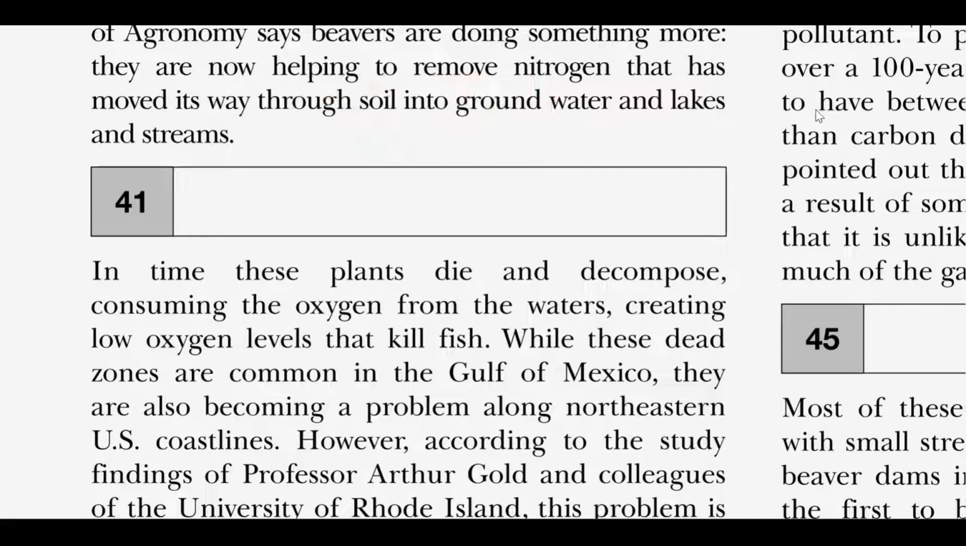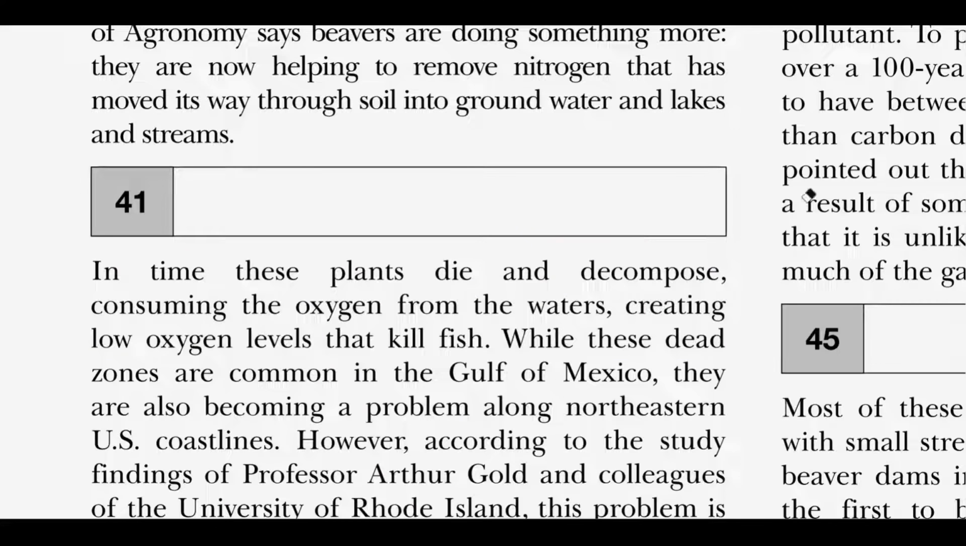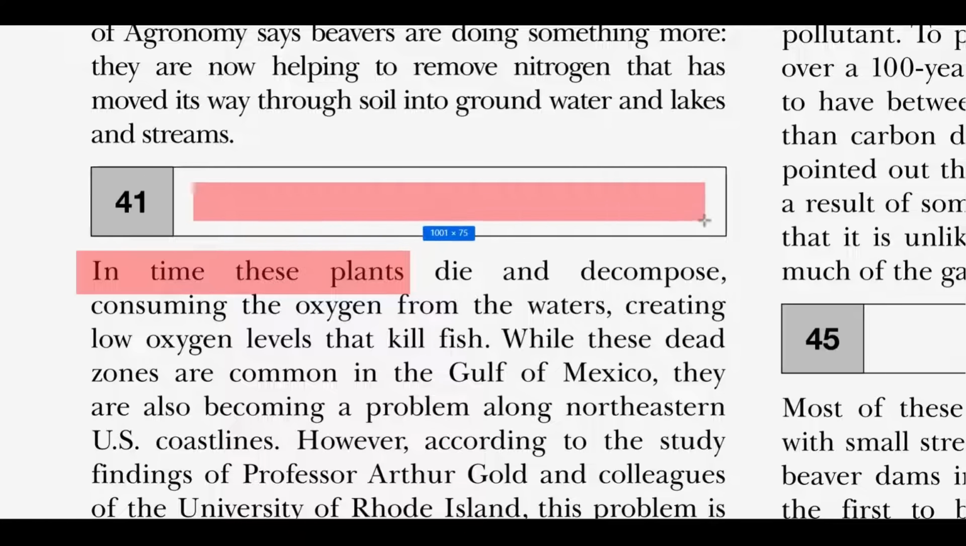And after the space, we have this comment here. In time, these plants die and decompose, consuming the oxygen from the waters, creating low oxygen levels that kill fish. So again, you can see here how it continues with this negativity. Dying, decomposing, killing fish. But probably the most important point here is the question about these plants. My question would be, what plants are these? So whatever we put in 41, whatever goes here has to mention or have mention of these plants.